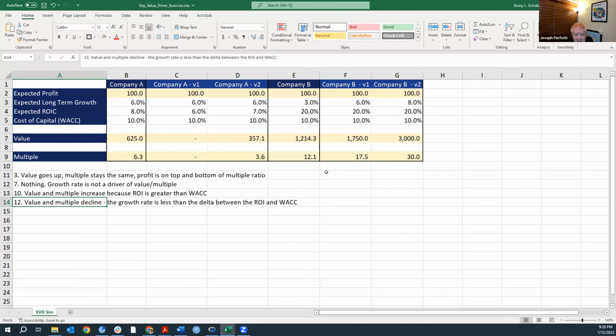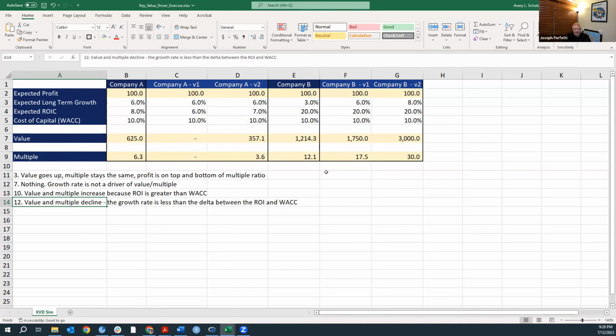Okay, but why is the multiple declining? I think it's reflective of the closing gap between the return on investment and the cost of capital. So let me help you out here.